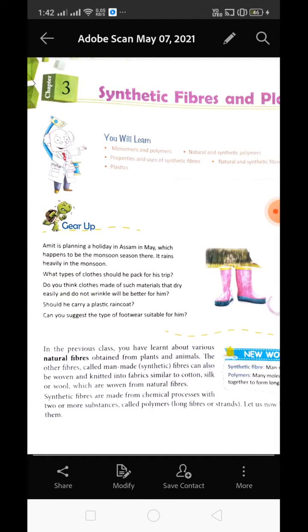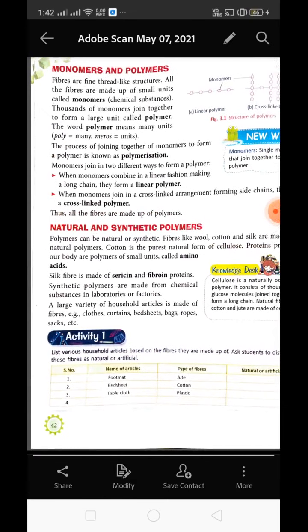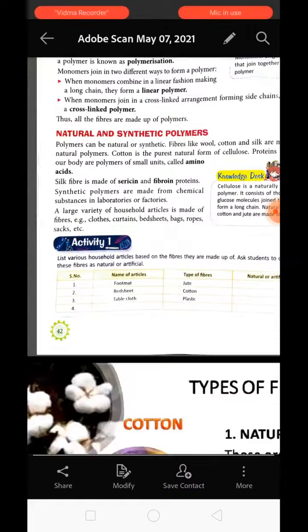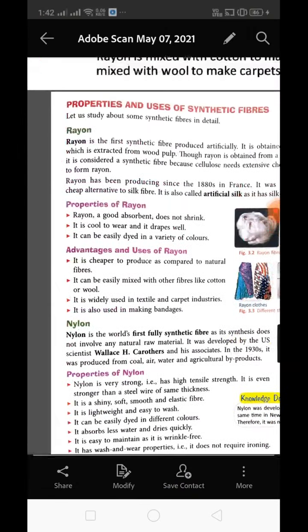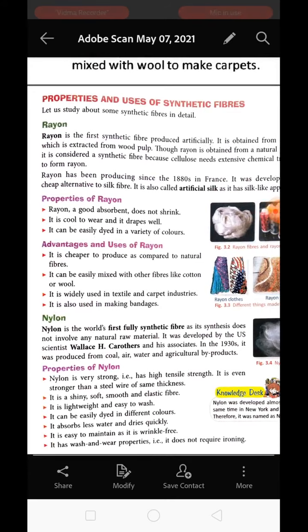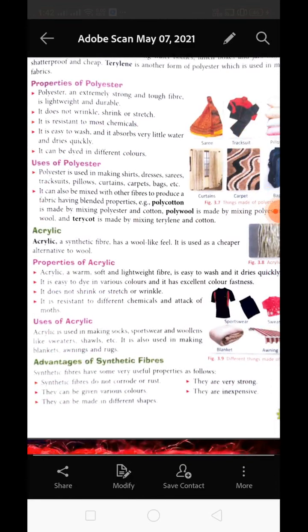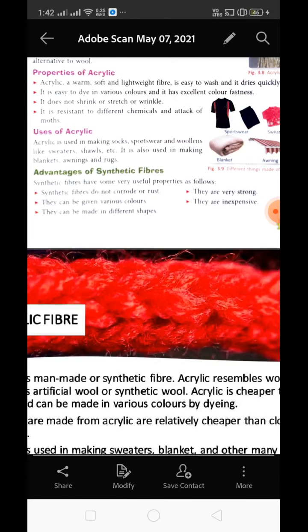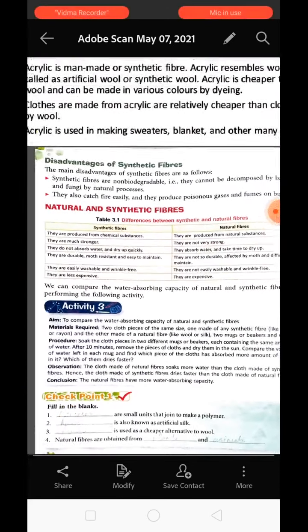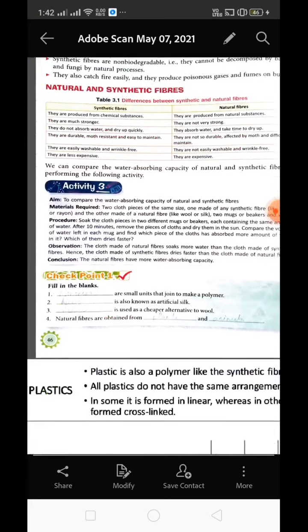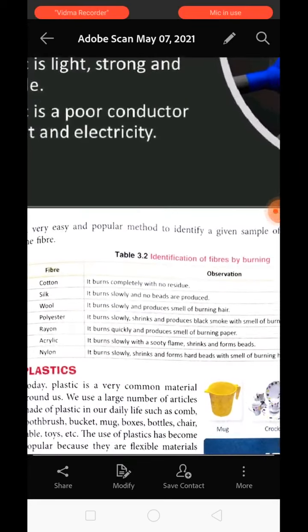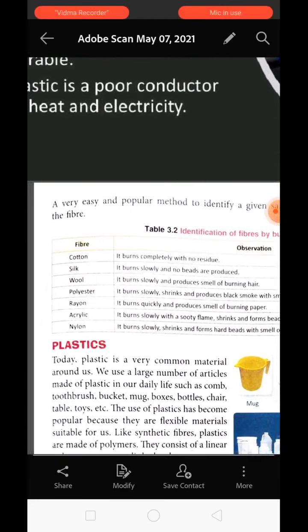In our last video, we talked about some natural fibers as well as synthetic fibers. What are the characteristics of natural and synthetic fibers? Monomer, polymer. We have also discussed certain kinds of synthetic fiber like rayon, nylon, acrylic, polyester. These fibers' properties and uses have been discussed by us. We have also discussed the advantages of synthetic fiber and the differences between synthetic and natural fiber. We have also looked into the burning characteristics of some of the fibers. Today in this video we will talk about plastic.